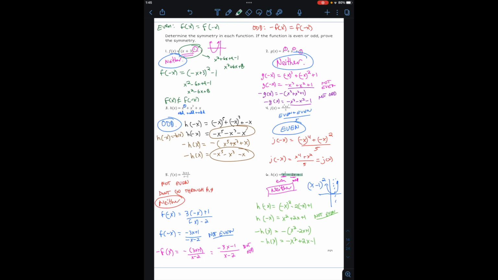So our original h of x, h of negative x, green was a poor choice. Our original h of x, h of negative x, and negative h of x, none of that actually matches. So it's nothing. It's neither.